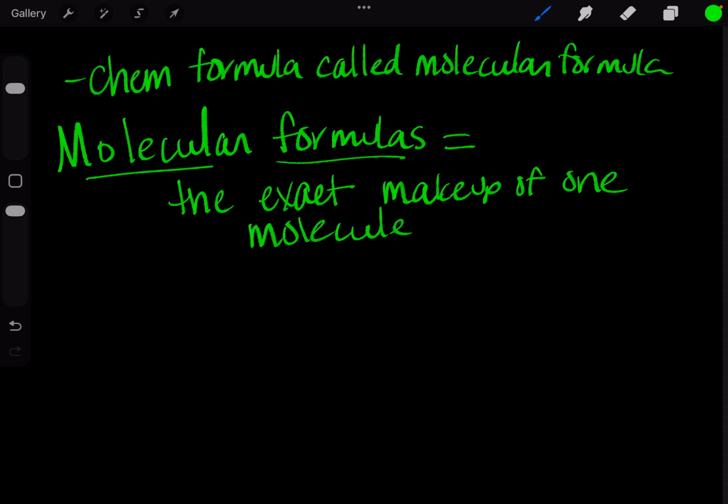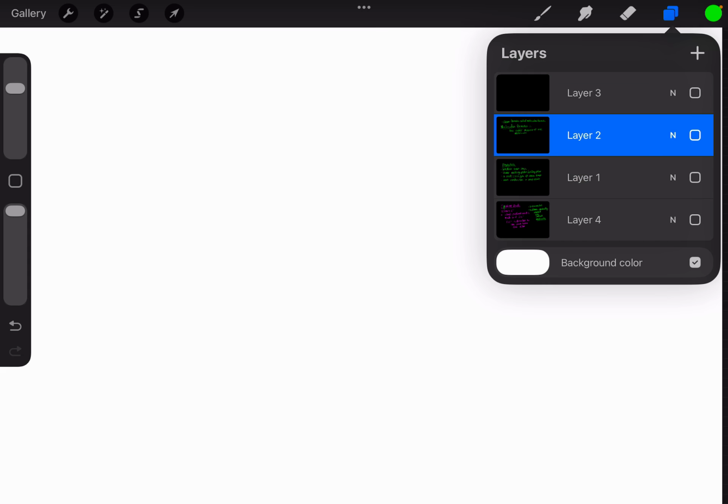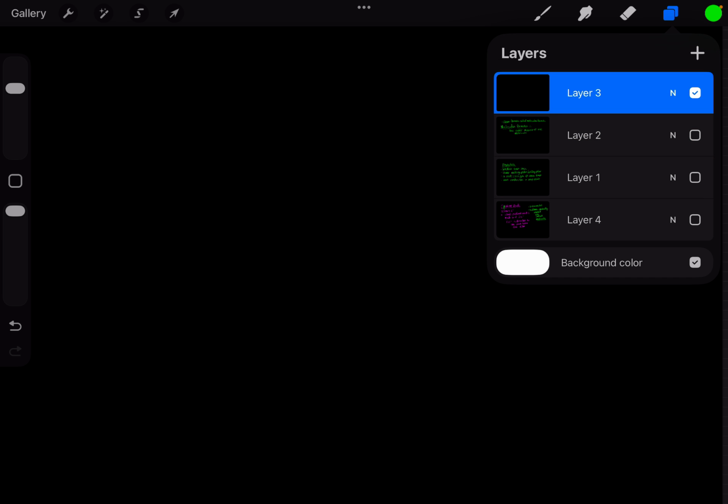Okay, so then you get to the chemical formula. A chemical formula in a covalently bonded set, we call that a molecular formula. It's important to bring that up because there are things called empirical formulas that we're going to talk about later. But a molecular formula is the exact makeup of one molecule. It tells me exactly how many atoms of each element are present in said molecule. All right, so then the next thing that we need to talk about is writing or showing covalent bonds.